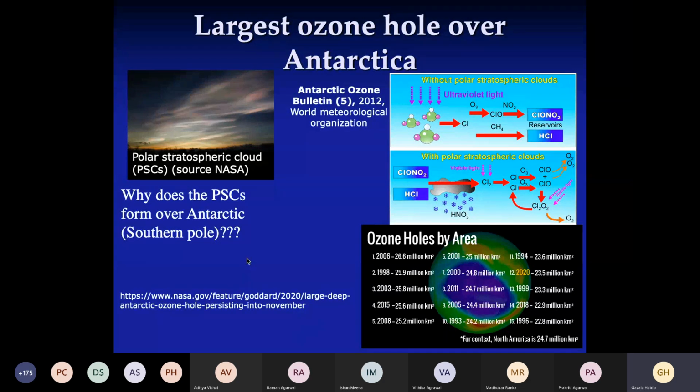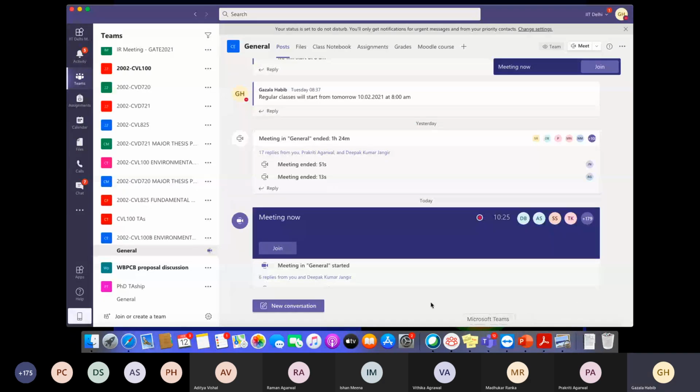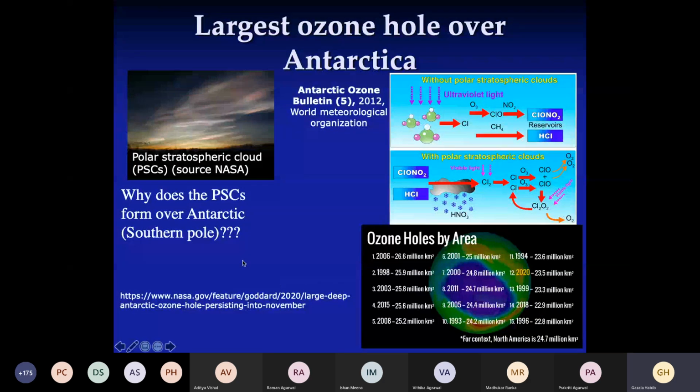So that is why there is a large, or you can say the largest, hole in the Antarctic compared to the Arctic region. It's because of this cloud formation, and at low temperature the ozone layer is getting widened in the Antarctic region.